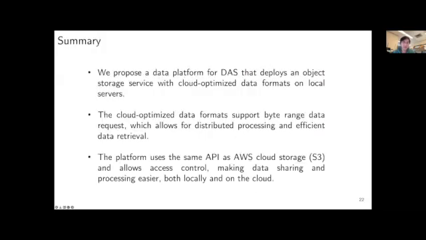So to summarize, we propose a data platform for DAS that deploys an object storage service with a cloud-optimized data format. The cloud-optimized data format supports byte-range data requests and allows for distributed processing and efficient data retrieval. The platform uses the same API as AWS S3 buckets and allows access control, making data sharing and processing much easier, both locally and on the cloud.